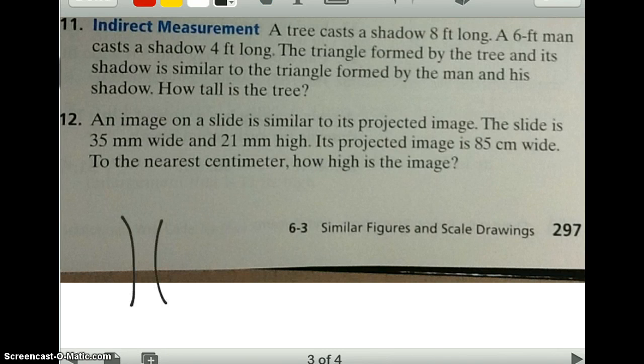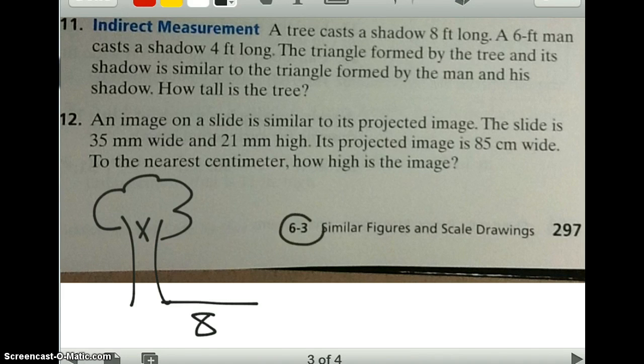So I'm going to draw a little picture. Ooh, look at that. There is a beautiful tree. How tall is the tree? We don't know, so we'll say it's X tall. But we do know how long its shadow is. How long is its shadow? 8. Good. Then we've got a man standing next to it. And the man, here is the man, and he's not as tall as the tree. He's probably a lot shorter than the tree, but he casts a shadow that is 4 feet long. Now, how tall is that man? He is 6 feet. Good.